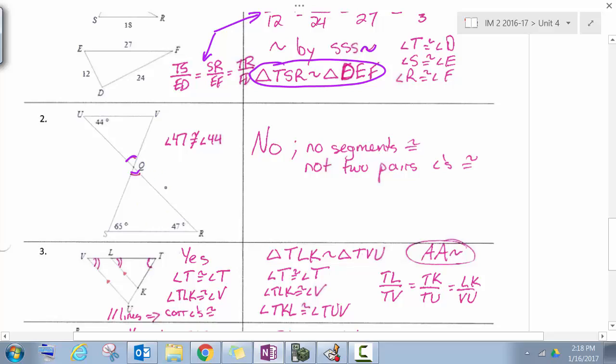But if we look at the other angles, well, we got 44 and 47. And whatever this is, I guess we could figure this out. If we do 180 minus 47 minus 65, we can get to 68. So this has to be 68 because vertical angles are congruent. And 180 minus 68 minus 44, this is 68.